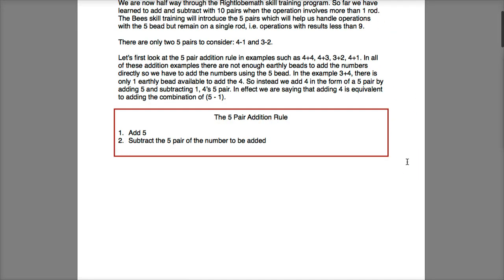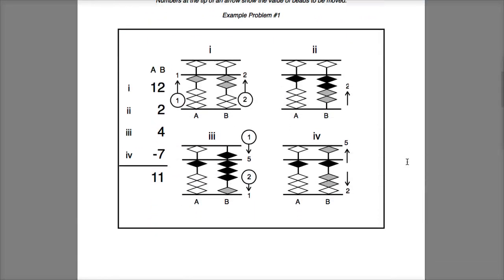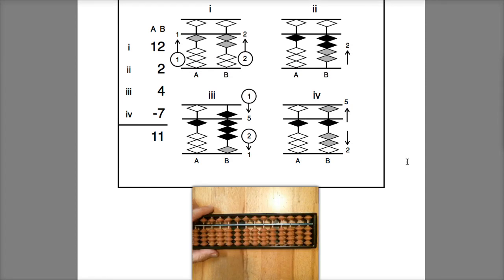And the 5 pair addition rule is quite simple. We just add the 5 and subtract the 5 pair of the number we want to add. So let's jump into a couple of examples so we could see how we use this new 5 pair for single rod operations. Okay, so here I'm going to start off with 12, and then I'm going to add 2.